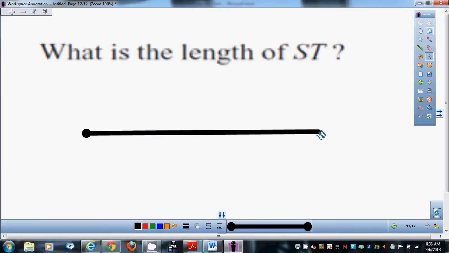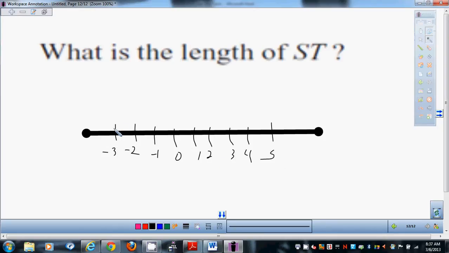-3, -2, -1, 0, 1, 2, 3, 4, 5. And it might say this is S, this is T. How do we find the length of ST? Well, you could just count, or you could just subtract. That's exactly right. You could just subtract.